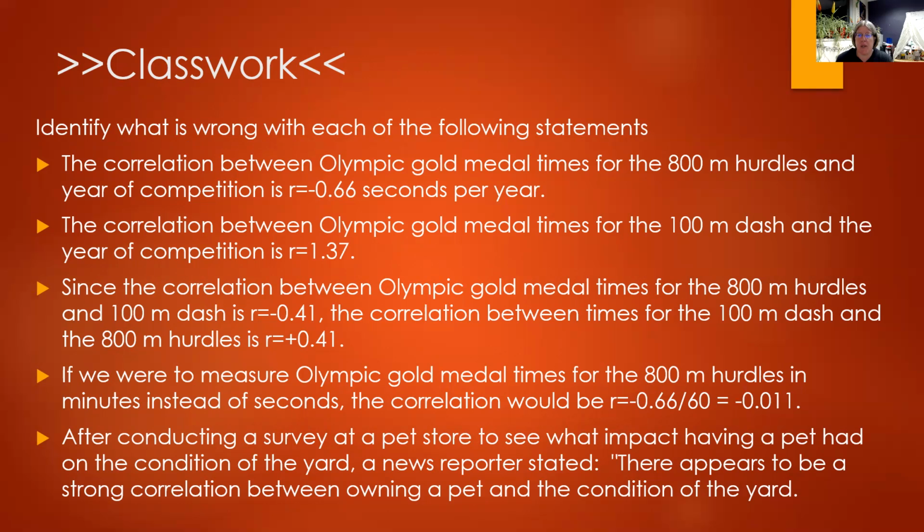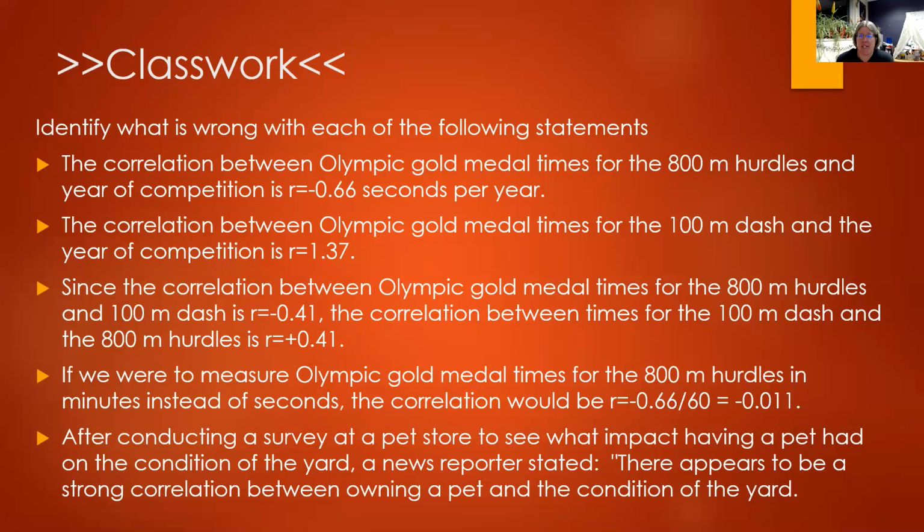Okay, the second one, the correlation between Olympic gold medal times for the 100-meter dash and the year of competition is R equal to 1.37. So the problem with that is that R is between -1 and +1, and this is clearly bigger than +1. So that would be the error with this one.